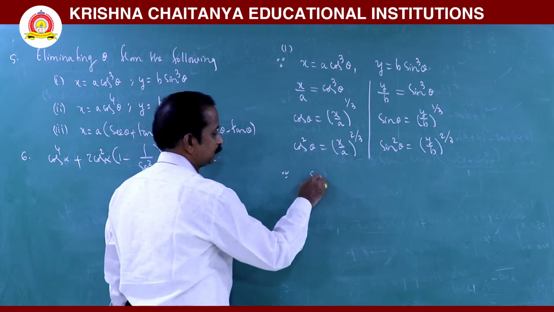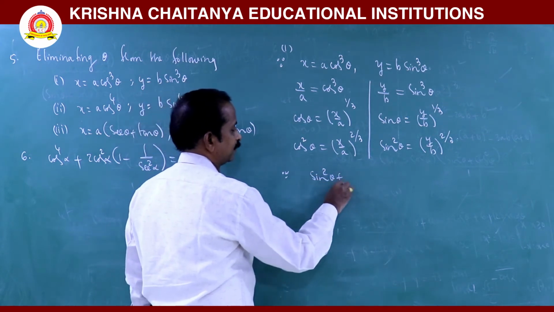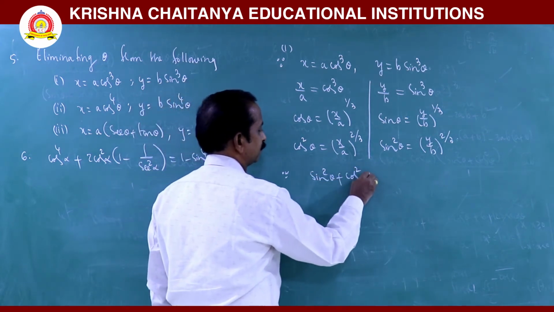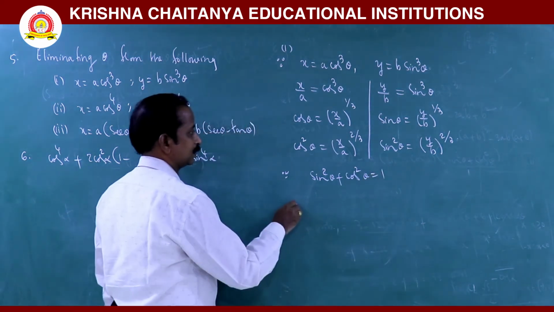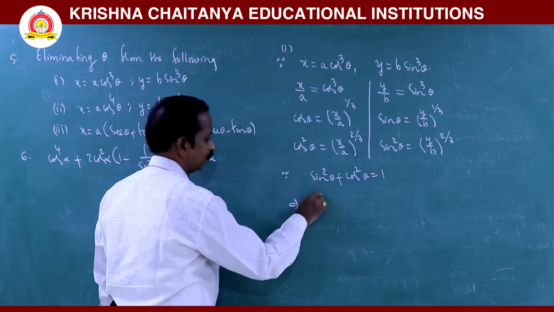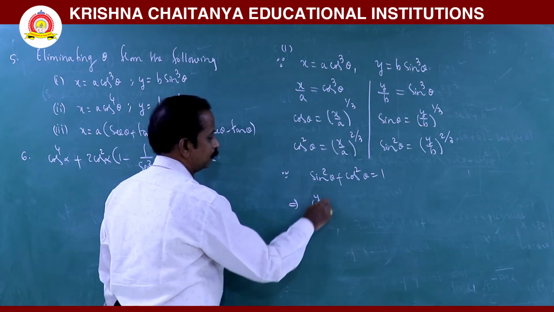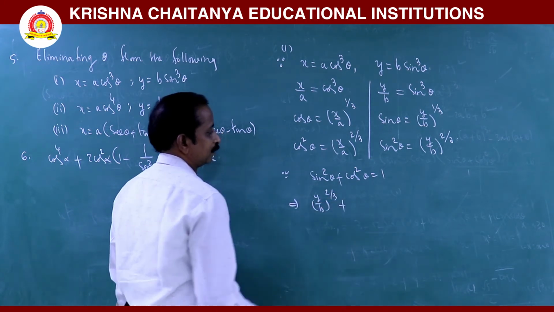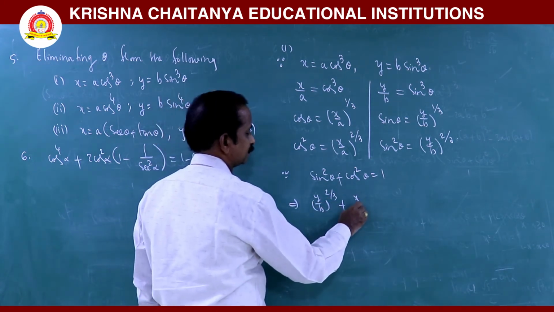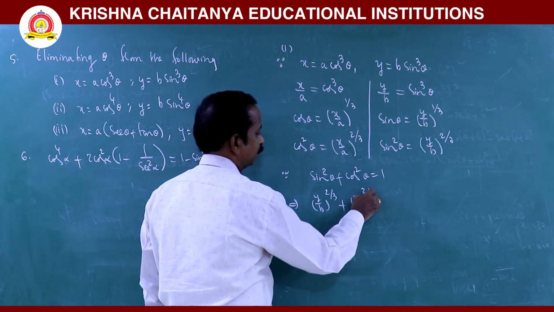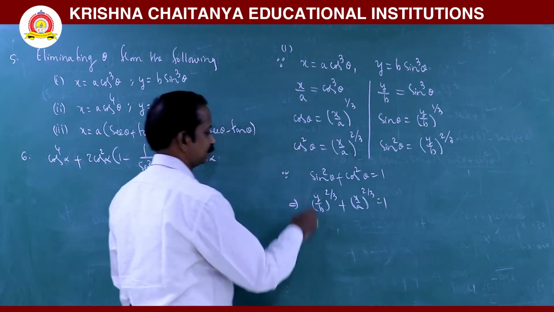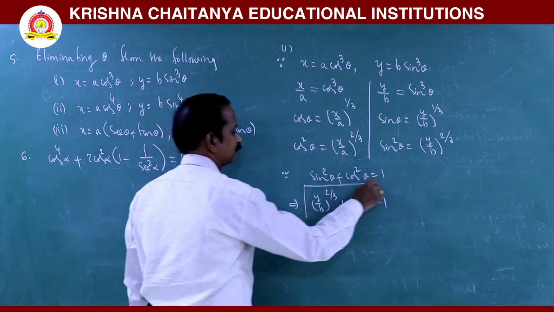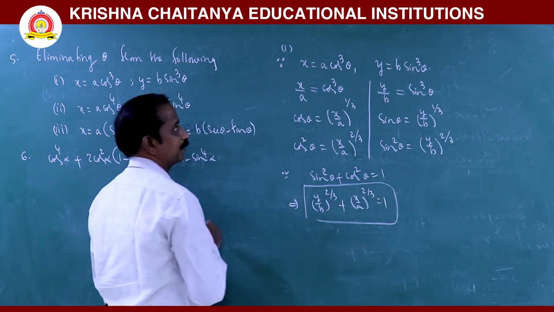Since we know that sin square theta plus cos square theta is equal to 1. So what is sin square theta? (y by b) whole to the power of 2 by 3. What is cos square theta? (x by a) whole to the power of 2 by 3 is equal to 1. So this is the elimination of theta from the given two equations.